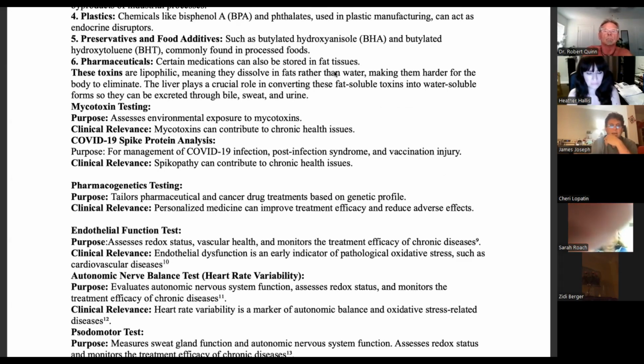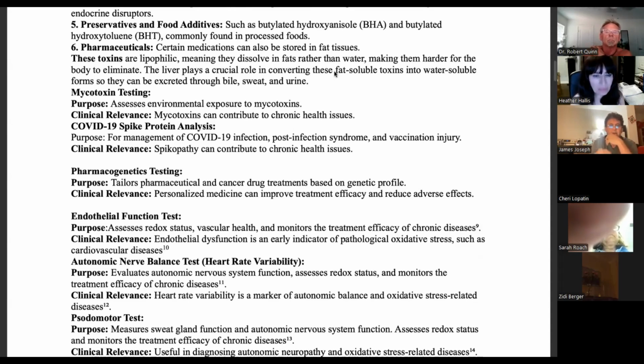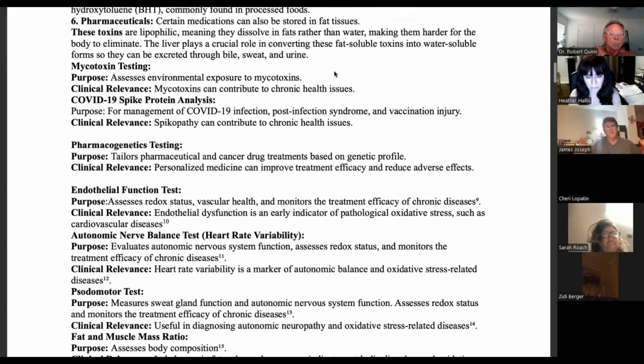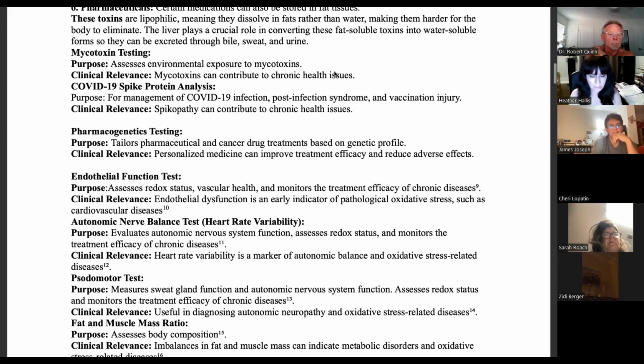And so cyclodextrin will be the answer. Cyclodextrin will collect those fat-soluble toxins and dump them in the liver, into the bile, and then the bile will get rid of them through the feces most of the time. I mean, we can get rid of some through sweat as well, some through the urine, but mostly it's coming out through the bile.